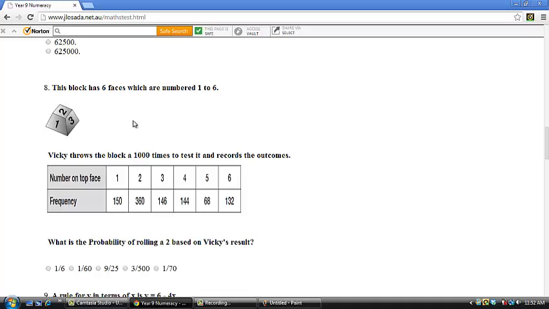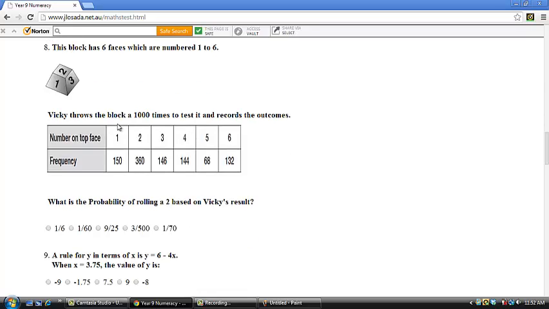Now this block has 6 spaces, which are number 1 to 6, and we want to find the probability of rolling a 2. So the probability of rolling a 2 is 360 over 1,000, which if you simplify that, you find that the probability is 9 over 25.